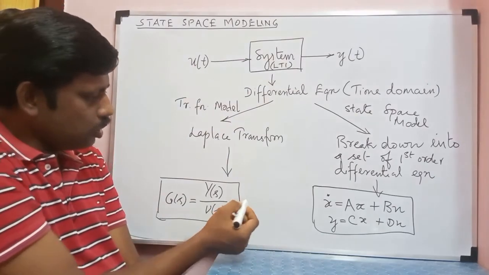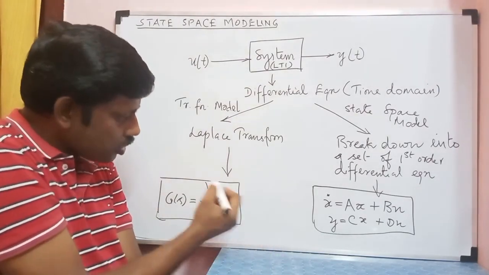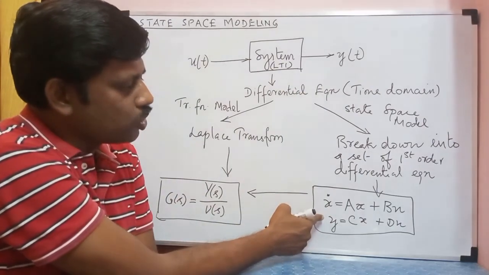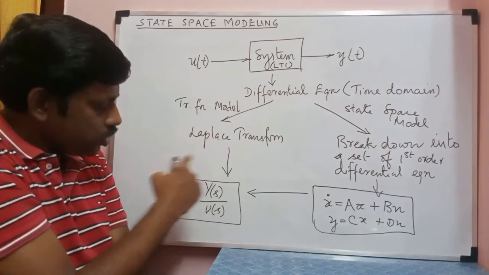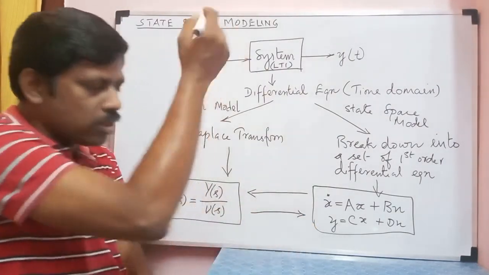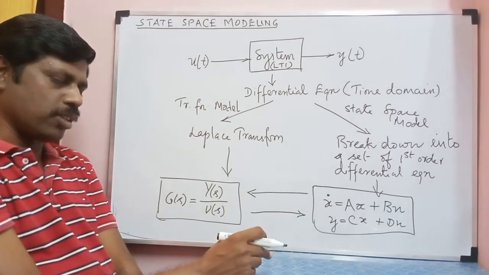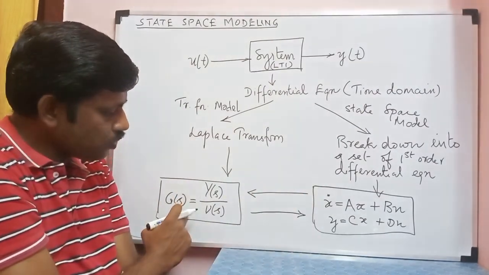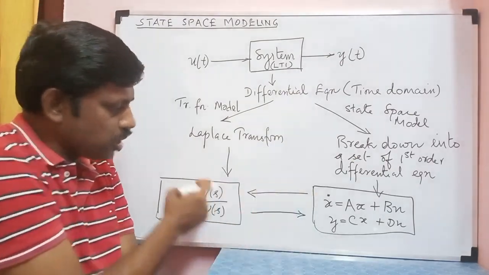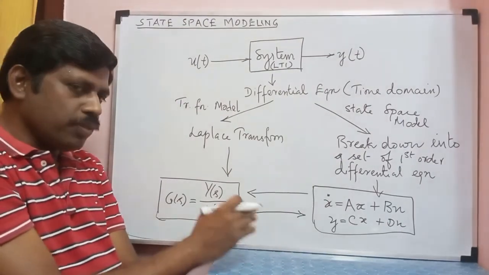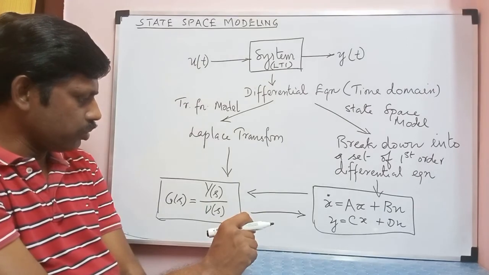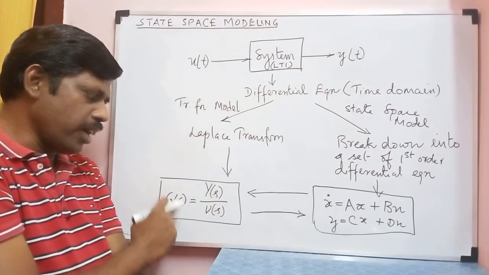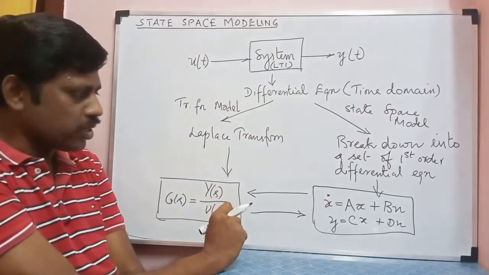So therefore, logically, since these two represent the same system, I should be able to get the transfer function model if I am provided with the state space model, or if I am given the transfer function model, I should be able to get the state space model. That is a logical statement, okay? That is true also. I can get the state space model from the transfer function, or the transfer function from the state space model. Both are possible. So in the forthcoming lectures, maybe 4 or 5 lectures, we will see how a state space model can be transformed to the transfer function model, and a transfer function model can be transformed to the state space model.